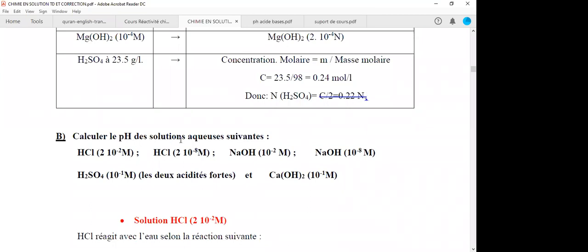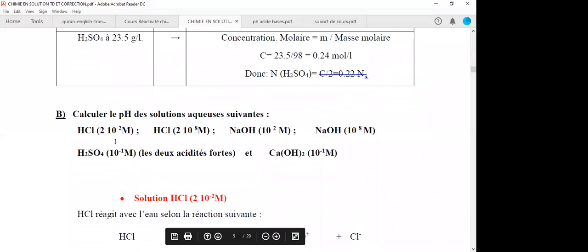And then now we have this one. Calculate the pH of the following aqueous solution. So we've got this solution, hydrochloric acid. The concentration we've been given, as I said earlier, like most of these Moroccan professors, they just write 2·10 to the power negative 2. This means 2 times 10 to the power negative 2. Take note of this. It is in standard form.